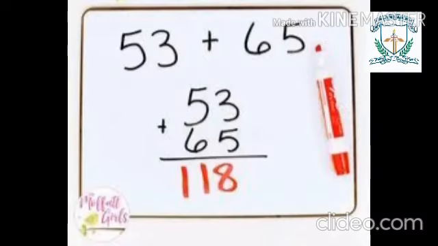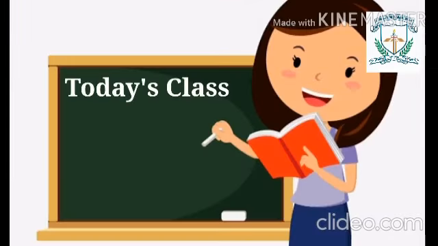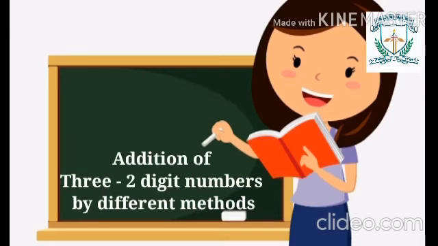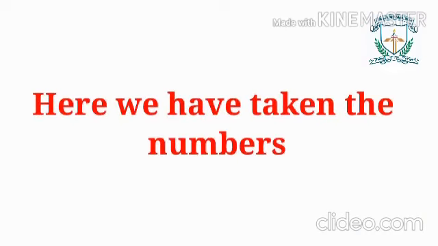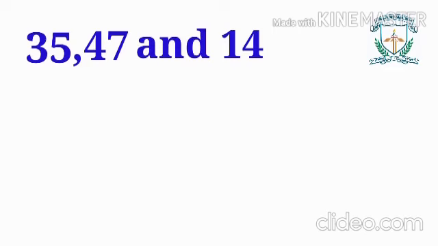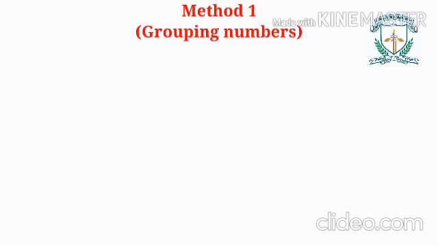Children, in your previous class, you have learned how to add two-digit numbers. Now, in today's class, we shall learn to add 3 two-digit numbers by using different methods. For that, here we have taken the numbers 35, 47 and 14. Let's add these numbers by using method 1.